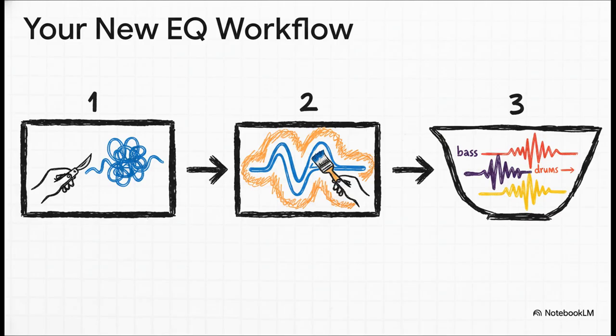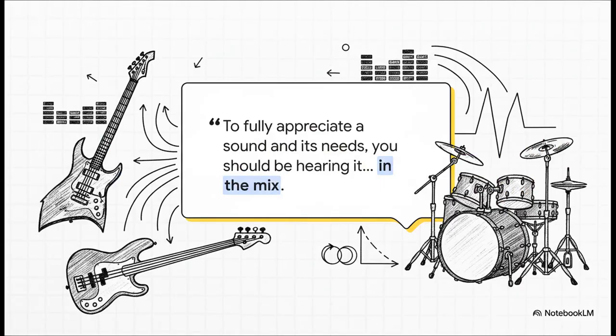And number 3, and this is the most important rule of all, always mix in context. Don't get stuck hitting that solo button. I mean, how many times have you dialed in the most amazing guitar tone ever in solo, and then you unsolo it, and it just vanishes? Yeah, that's why you have to make these decisions with everything playing. Every EQ move you make has to serve the song, not just one instrument by itself.